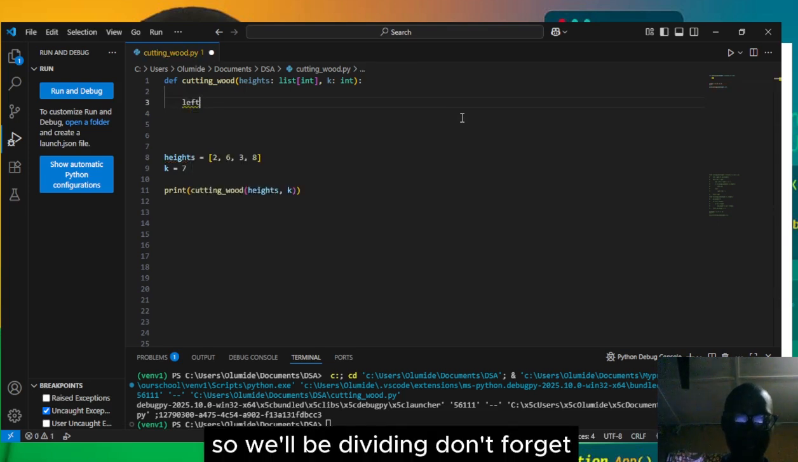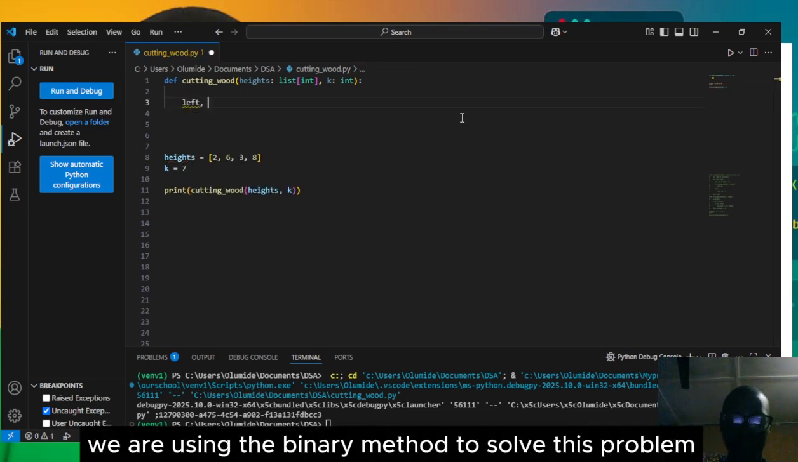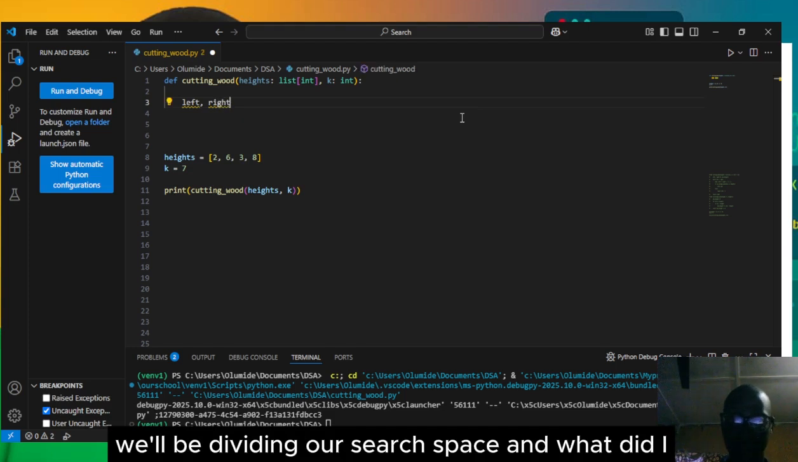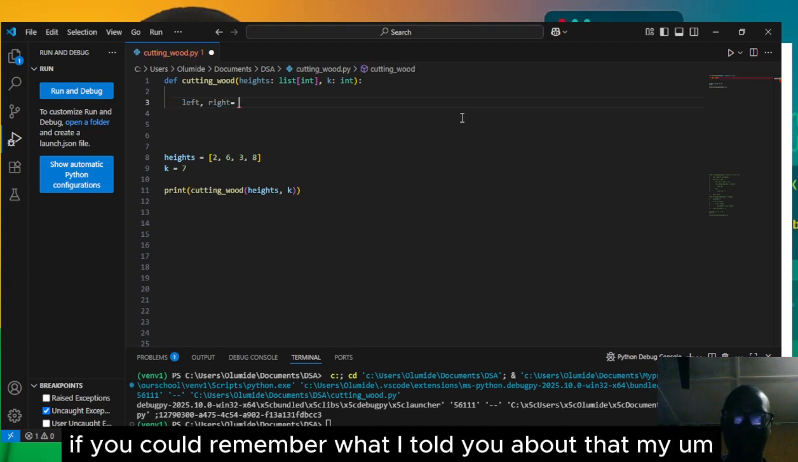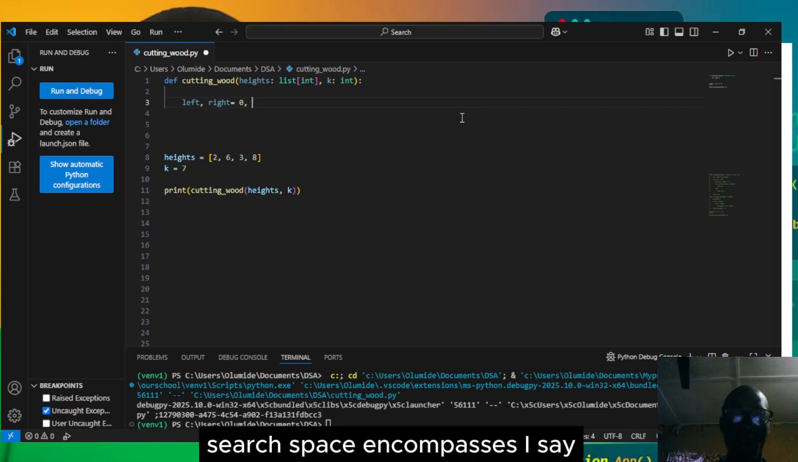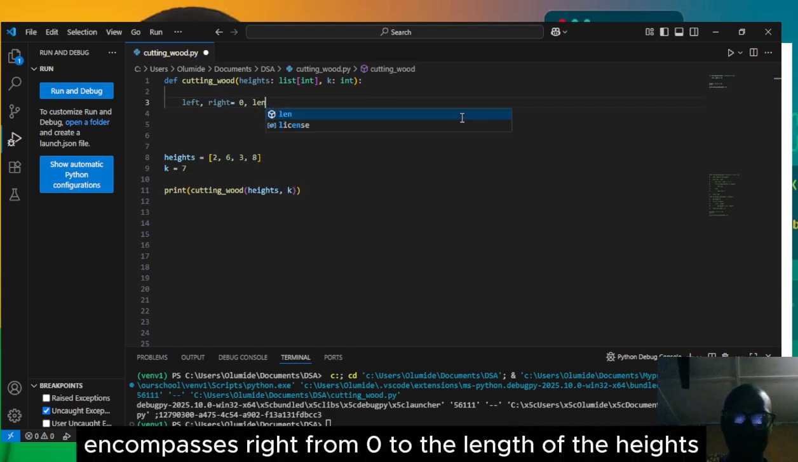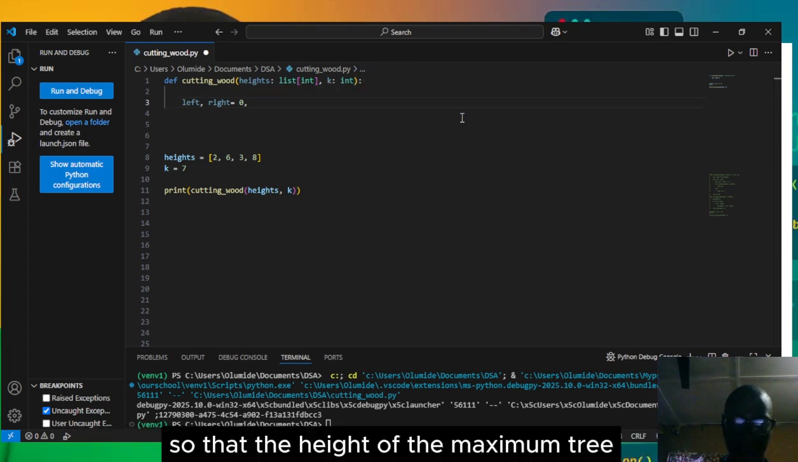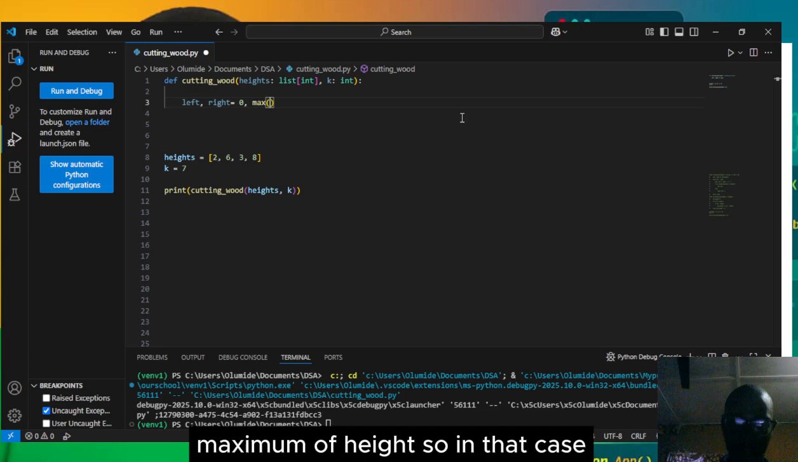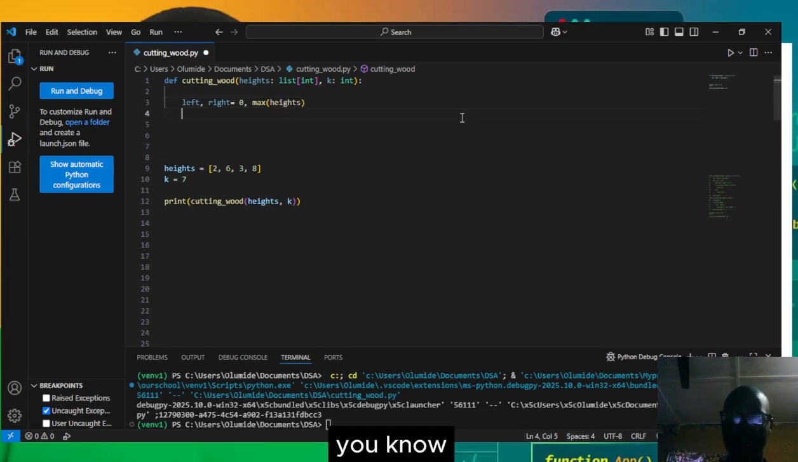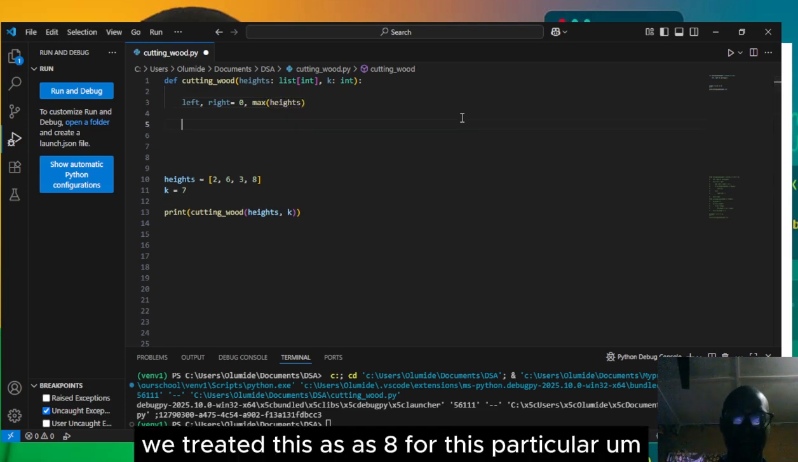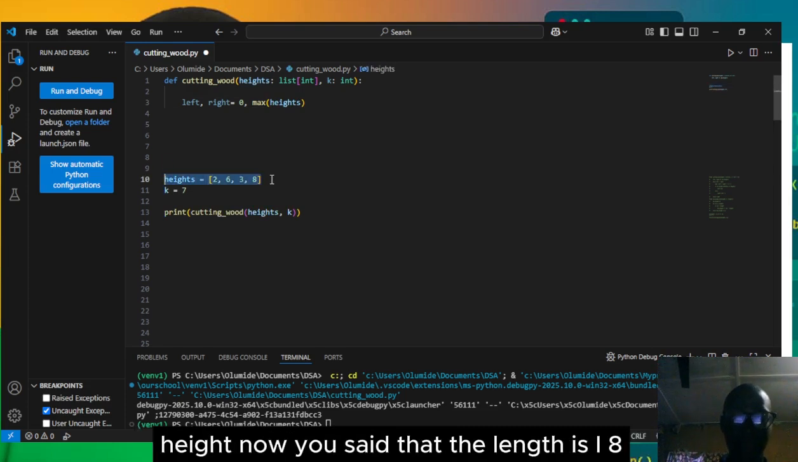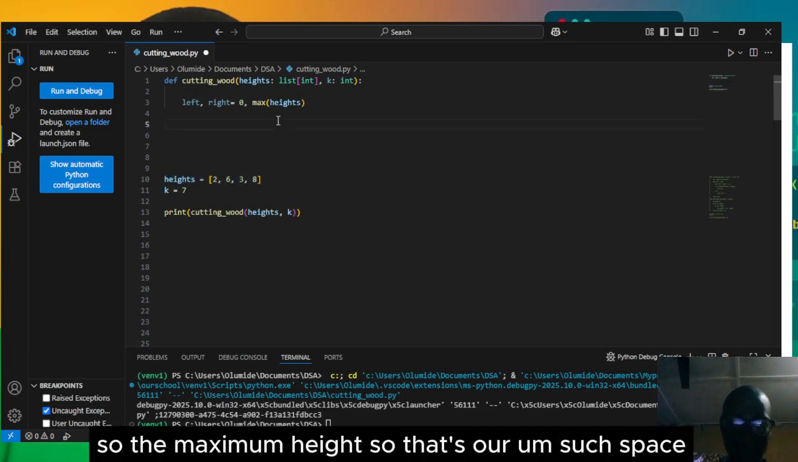Don't forget we are using the binary search method to solve this problem. We'll be defining our search space. If you remember what I told you, my search space encompasses from 0 to the maximum height, the height of the maximum tree. In that case, we treated this as 8 for this particular height. Now you see that the maximum height is 8. So that's our search space.